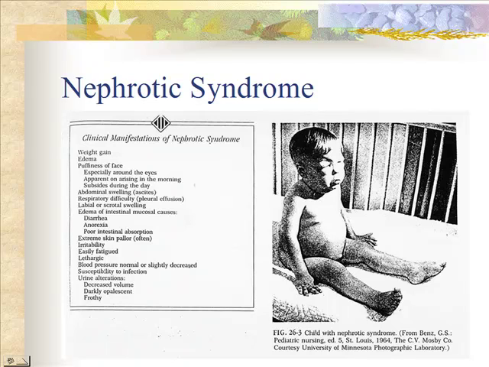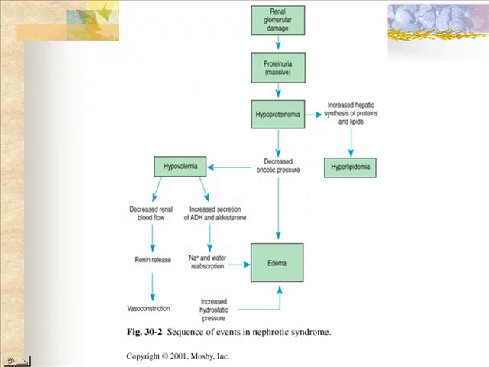And here's a little boy who is, you can see, very swollen. Kids tend to get this periorbital edema. He's got ascites, so the abdomen is very distended, and he's just plain edematous all over.